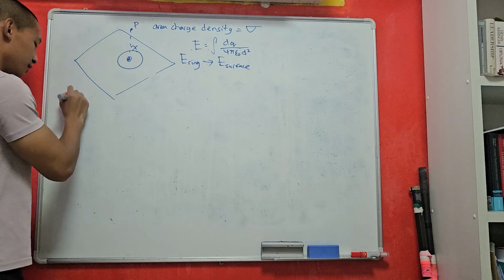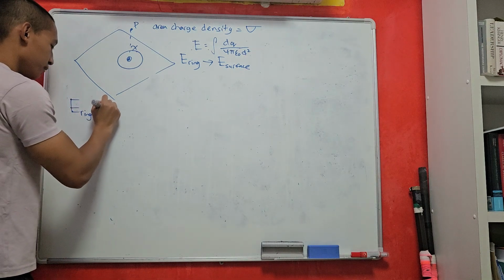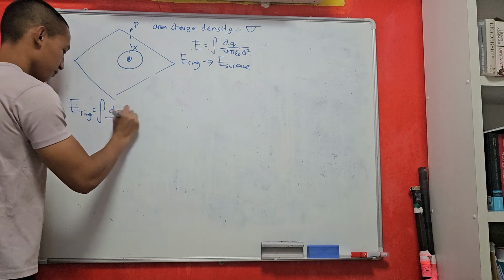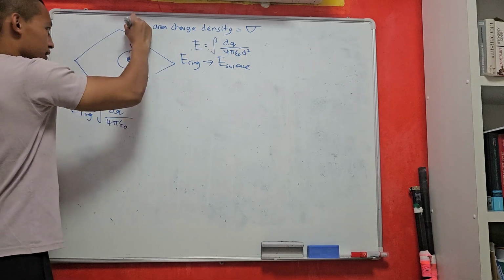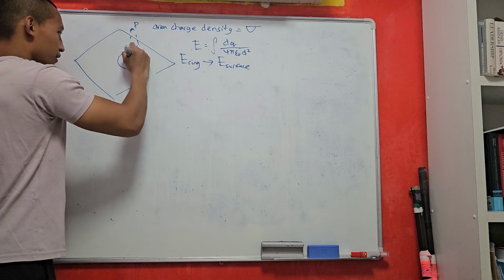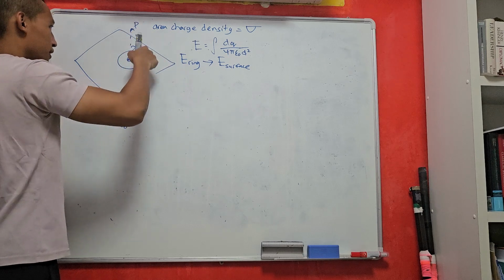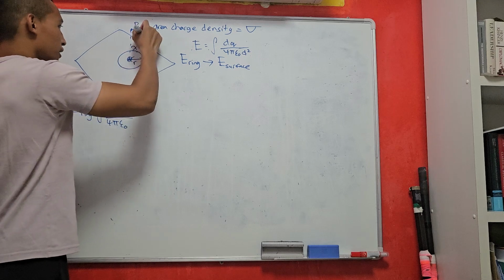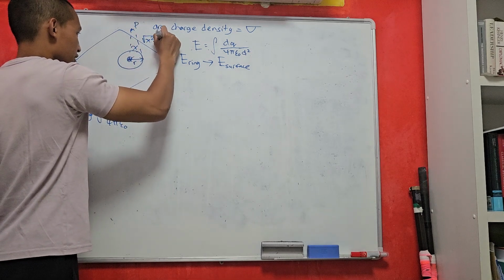So let's start writing down the expression for electric field due to one ring. So the distance is actually here. We'll see that the radius of the ring is denoted by r, and therefore the distance between point P and the ring is equal to the square root of x squared plus r squared.